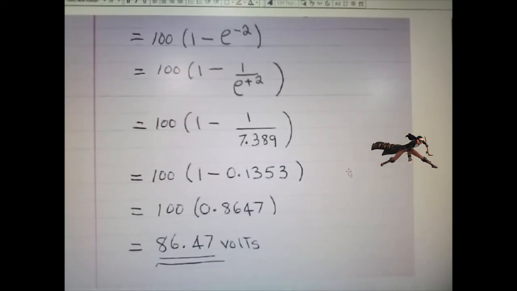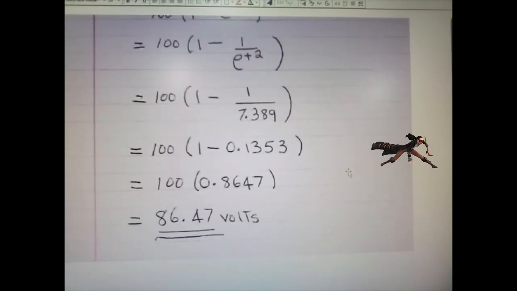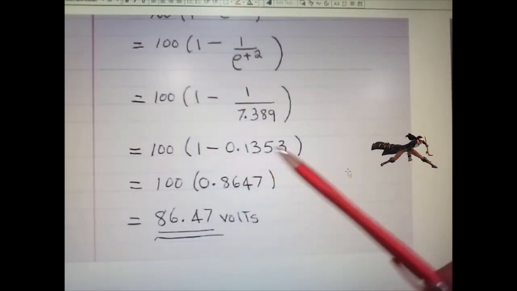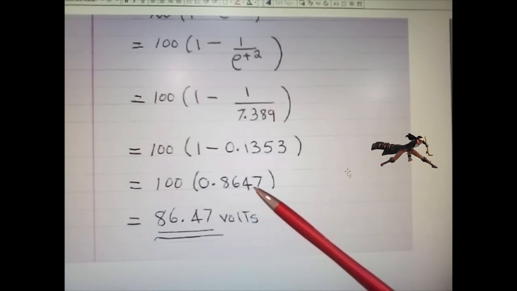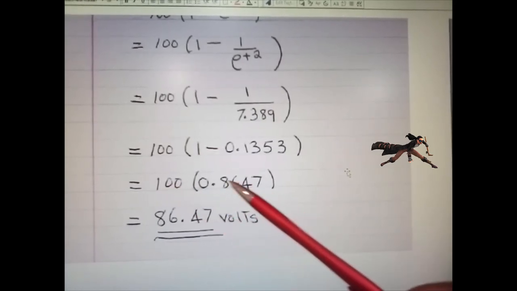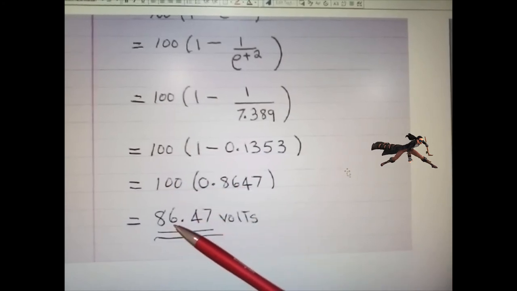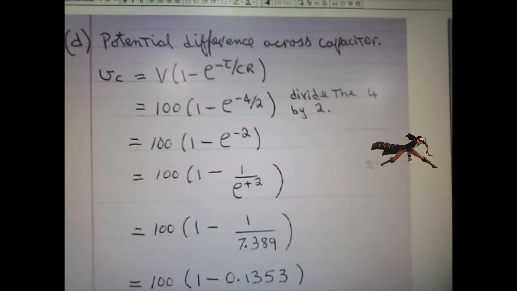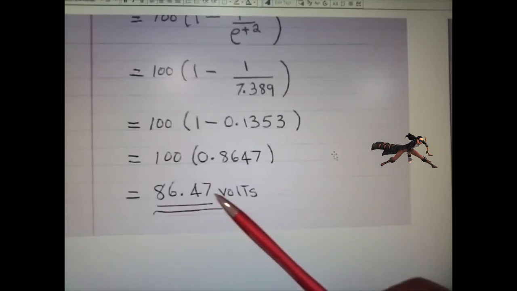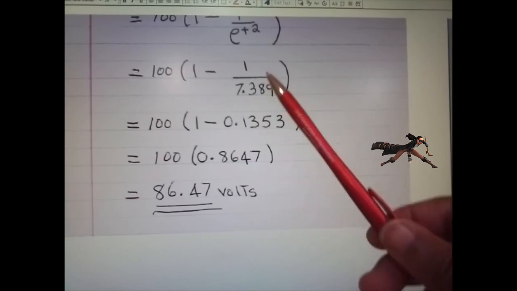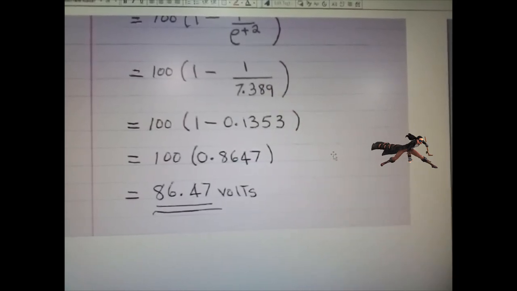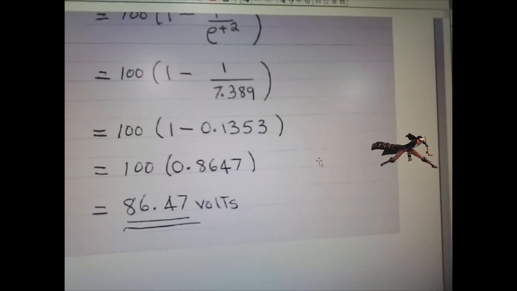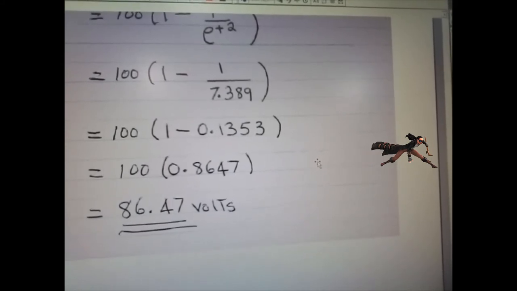When we divide that by that, we get this. Then 1 minus this value gives us 0.8647. We multiply that by 100, and it gives us 86.47 volts. So we now know the potential difference across the capacitor is 86.47 volts. The fraction change here is so minimal, it has made very little difference, but I have to make sure that everyone recognizes that, for accuracy.